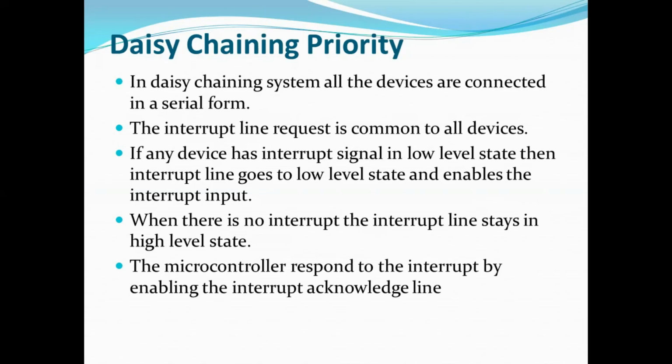When there is no interrupt, the interrupt line stays in high level, and the microcontroller responds to an interrupt by enabling the interrupt acknowledge line. This signal is received by device one at its PI input. The acknowledgement signal passes to the next device through the PO output only if device one is not requesting an interrupt.